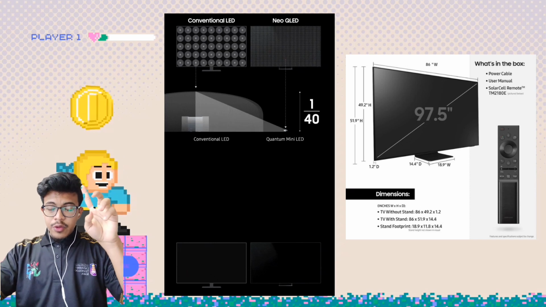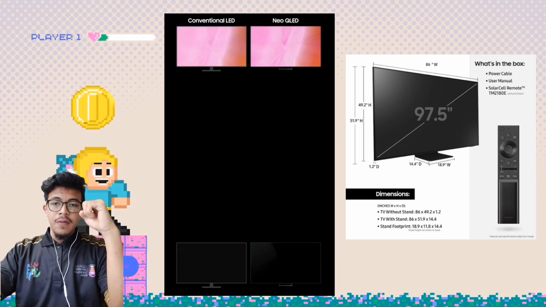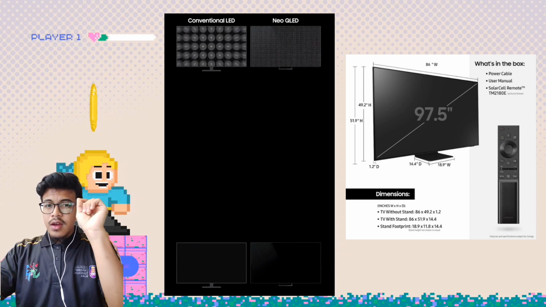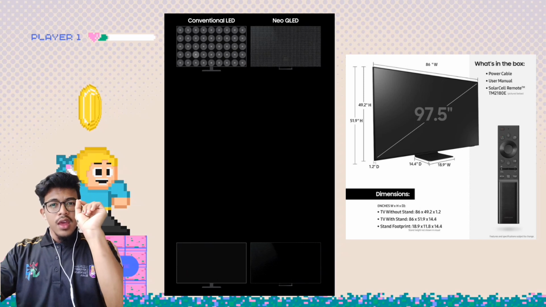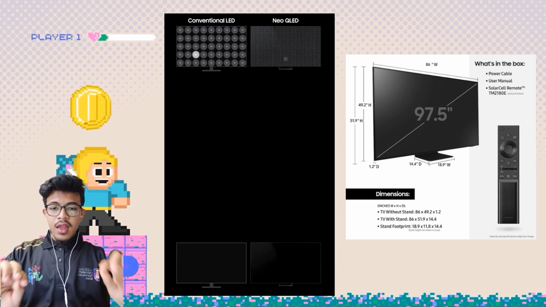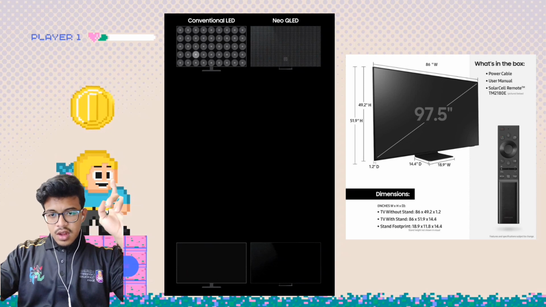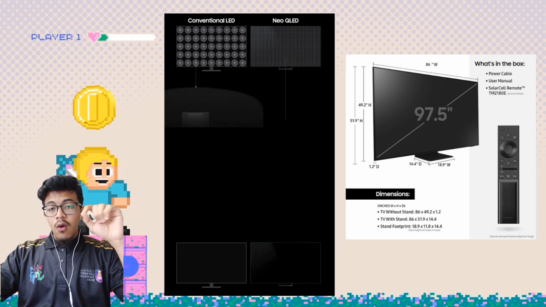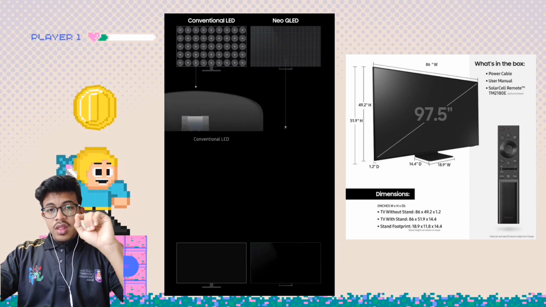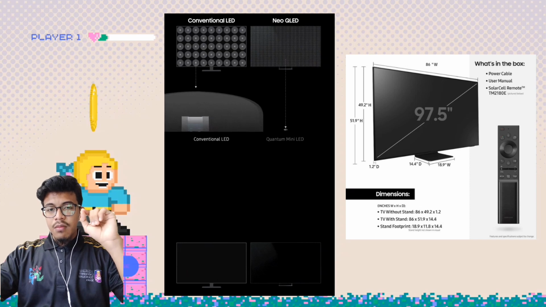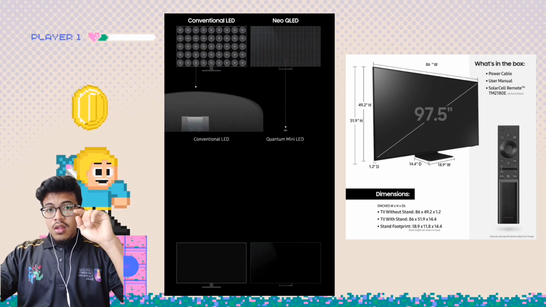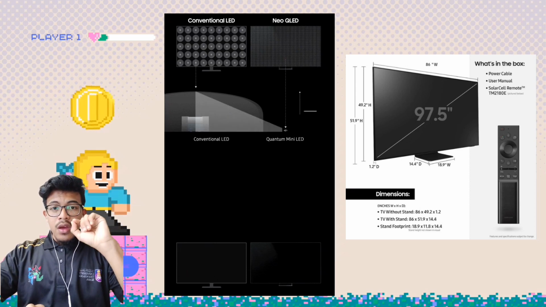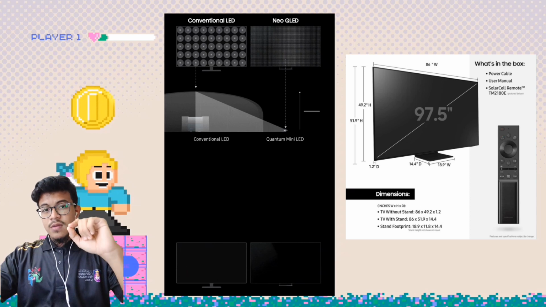Take a look at these two comparisons between conventional LED and the Neo QLED. You can see that they are kind of the same LED, but in one way they are different, in a very specific thing. The conventional LED uses a very small amount of LEDs to give off light, while the Neo QLED uses tens of thousands of light bulbs to give off light, so that the picture that will appear from the LED will appear with higher resolution and better quality.